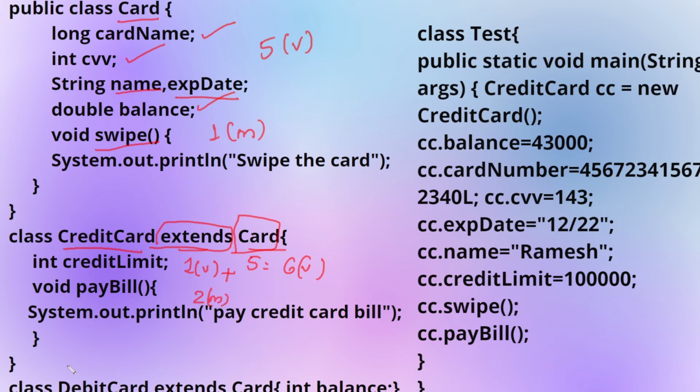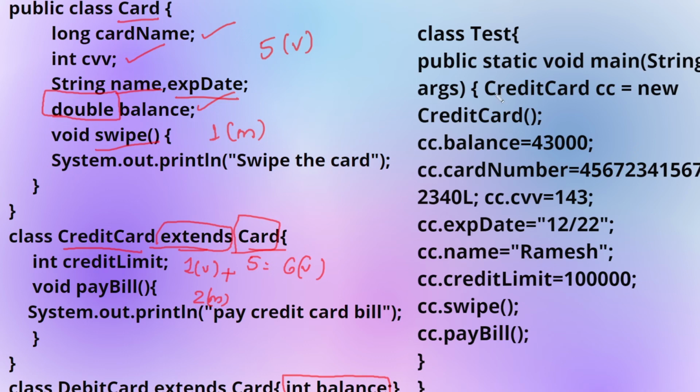Again, the next one, class DebitCard extends Card. It has int balance, only one variable, which already exists in your class Card. The only difference is that the data type here is int and there it is double. So it is just going to replace the double with int. Let us see this here.